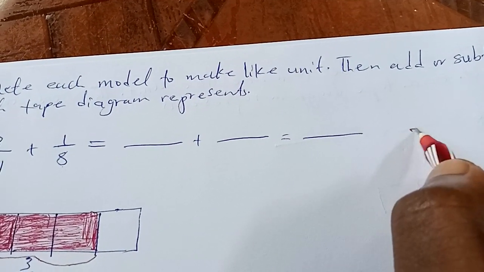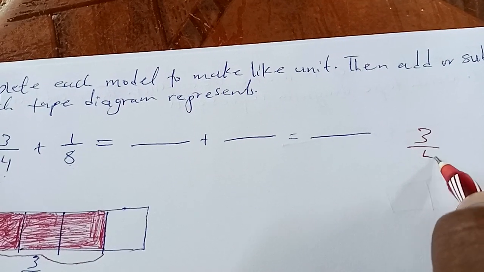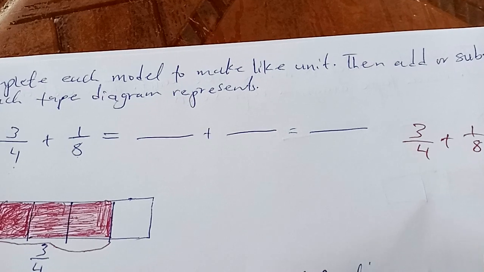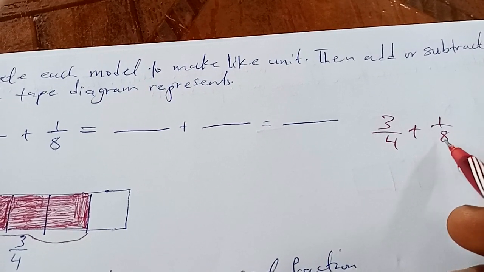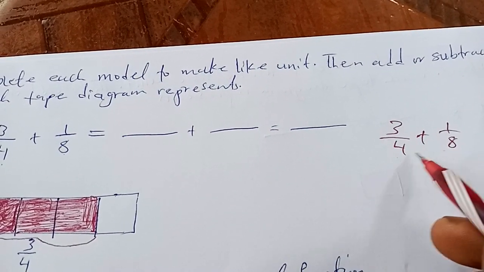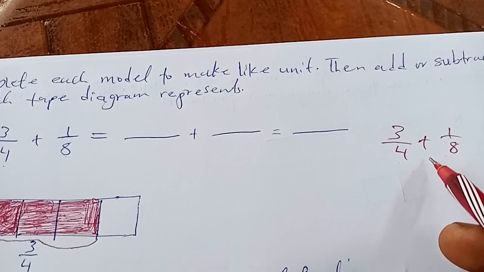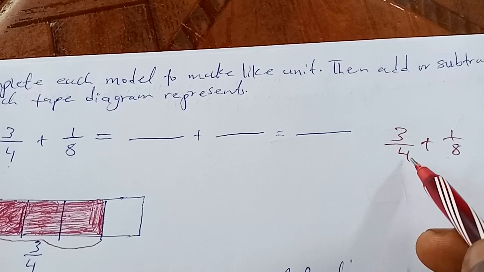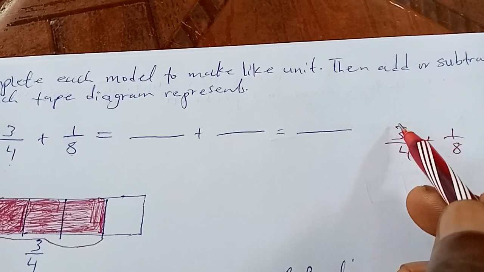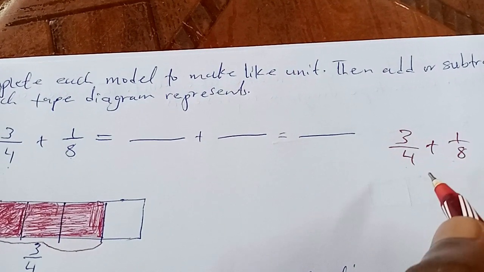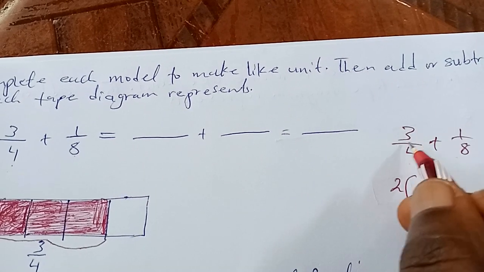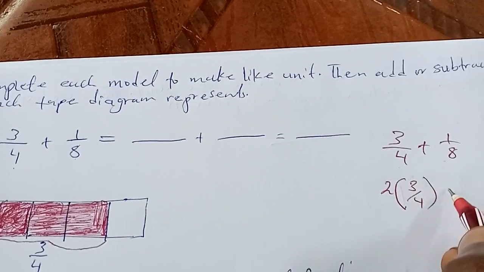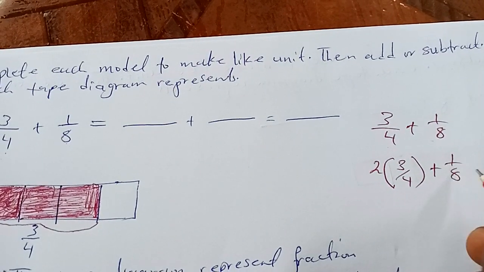Say 3 over 4 plus 1 over 8. If I want to make the number at the bottom the same, then I have to multiply here by 2, numerator and denominator, because what affects down also affects up. So I can say 2 multiplied by the first fraction, which is 3 over 4, plus 1 over 8.